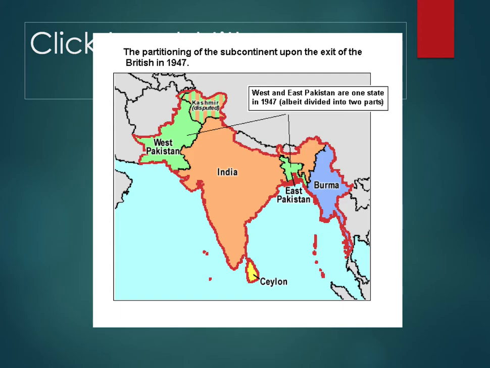And as I mentioned, in 1947, and as this slide indicates, Pakistan is a country comprised of two pieces, West Pakistan and East Pakistan. All right, now, what occurs is rather interesting between this country called Pakistan comprised of two pieces.